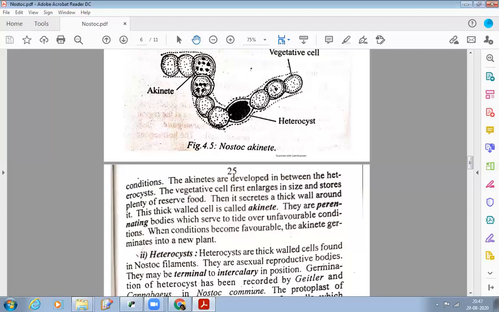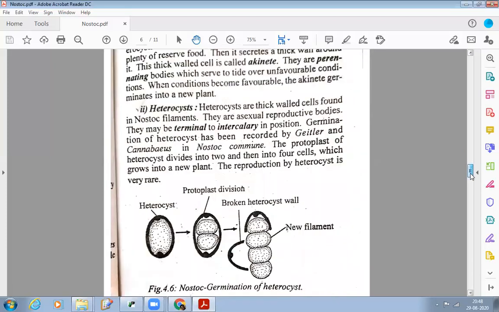You can call it germination. Upon arrival of favorable conditions, this akinete can germinate by the process known as what? Mitotic division. Okay, so this is the method to tide over, to come over the unfavorable circumstances.